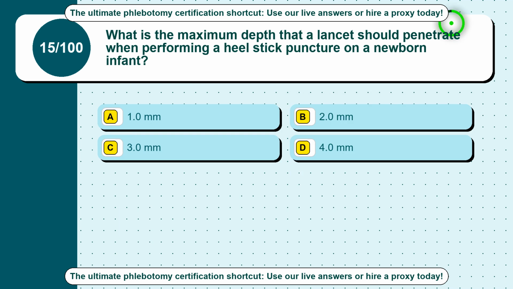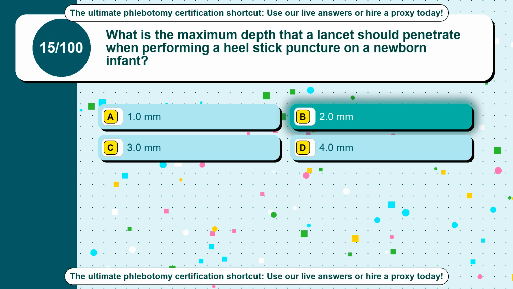Question 15. What is the maximum depth that a lancet should penetrate when performing a heel stick puncture on a newborn infant? Option A, 1.0 mm. Option B, 2.0 mm. Option C, 3.0 mm. Option D, 4.0 mm. The correct answer is option B, 2.0 mm.